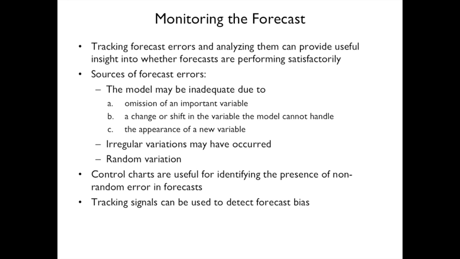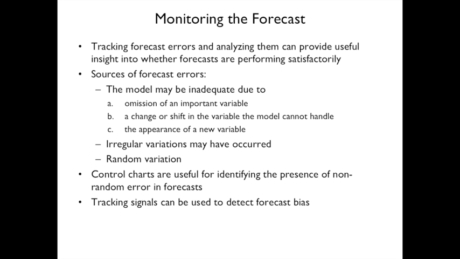So you want to monitor your forecast. You track forecasting errors and analyze them to provide insight into whether your forecasts are performing the way you want them to. There are several sources of errors. The first is you may have omitted an important variable. There could be a shift or a change in a variable that the model just doesn't handle. And there may be a new variable that has appeared.